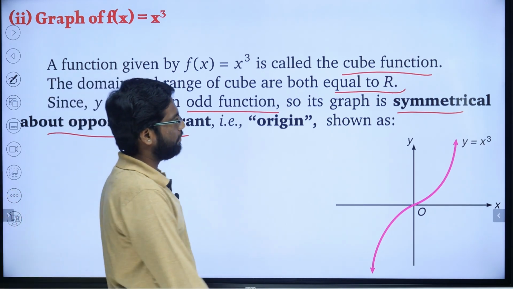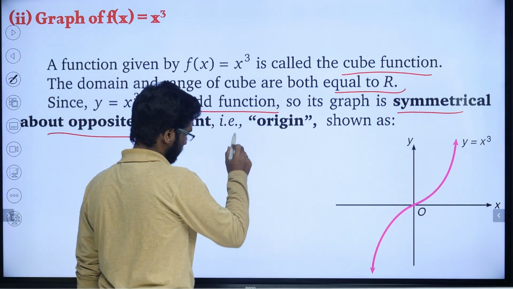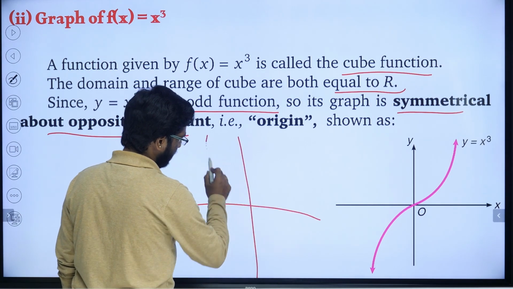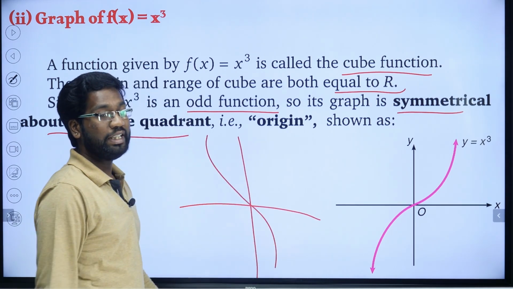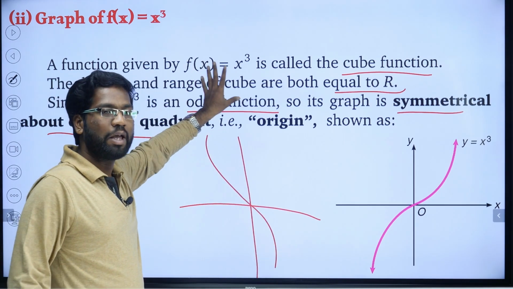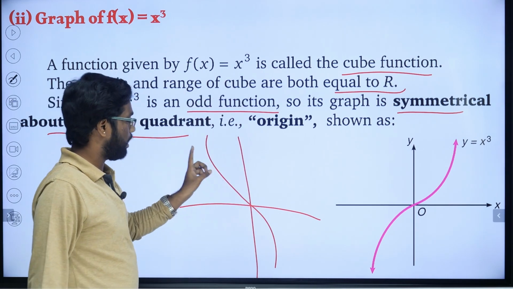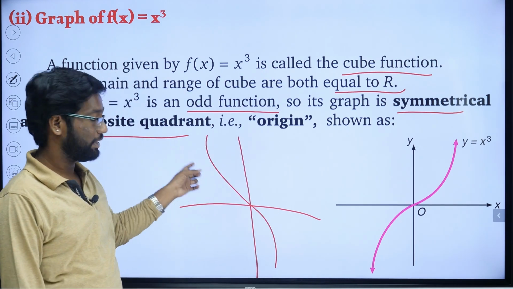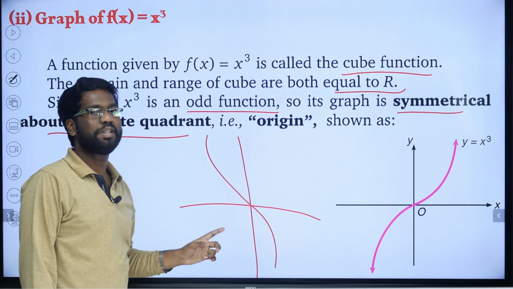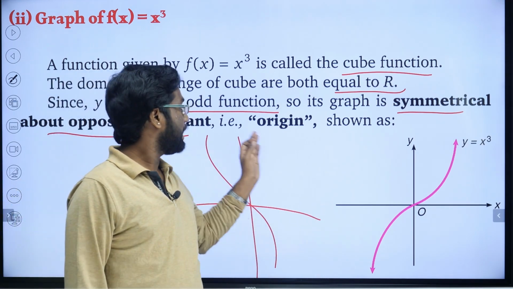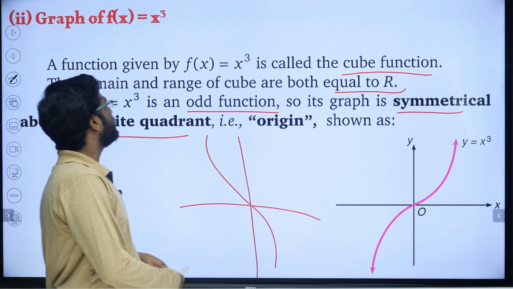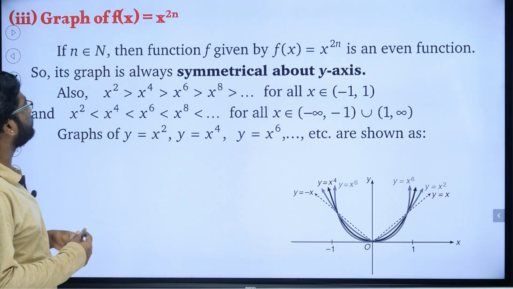Okay, my dear students, even if I take y equals minus x cube, I'll have the graph like this only. So again it satisfies all the same laws. It is symmetric about the origin, so it is an odd function. Everything will be satisfied, my dear students. That's what they have mentioned. So now generalize the term, my dear students.